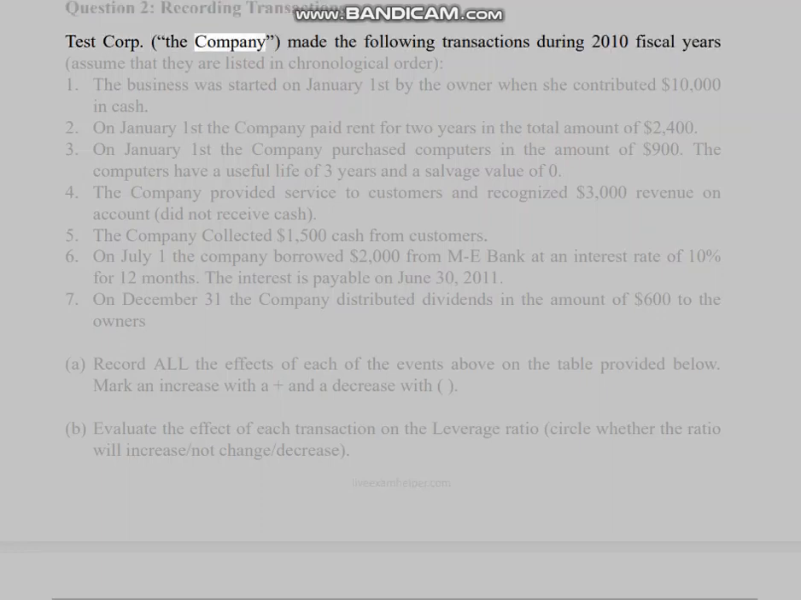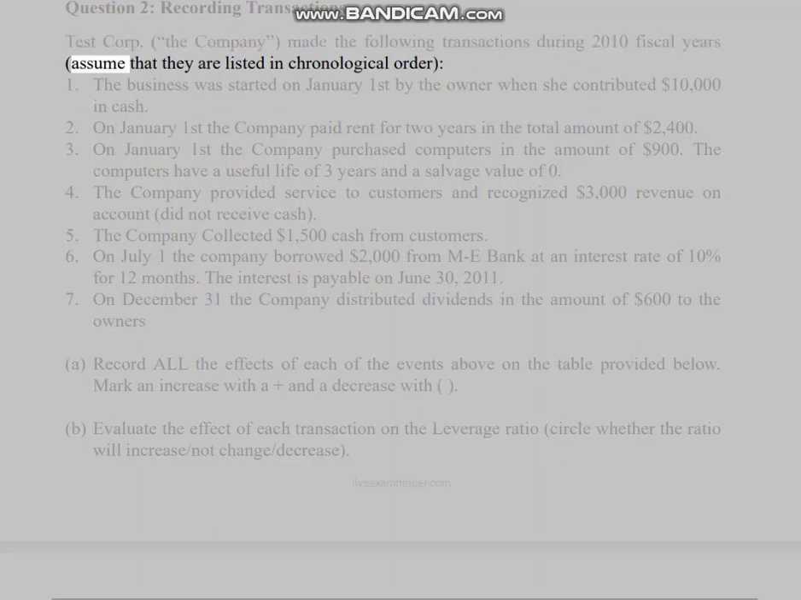Question 2. Recording transactions. Test Corporation made the following transactions during the 2010 fiscal year. Assume that they are listed in chronological order. 1. The business was started on January 1st by the owner when she contributed $10,000 in cash. 2. On January 1st, the company paid rent for 2 years in the total amount of $2,400. 3. On January 1st, the company purchased computers in the amount of $900. The computers have a useful life of 3 years and a salvage value of 0.